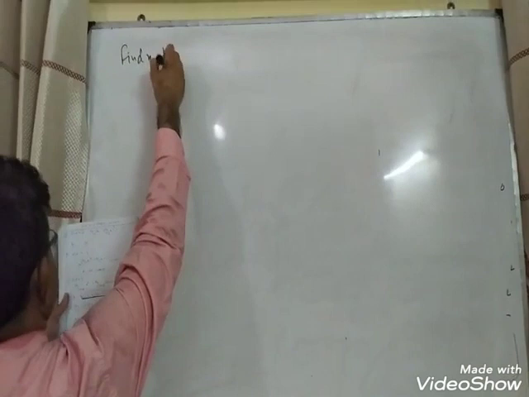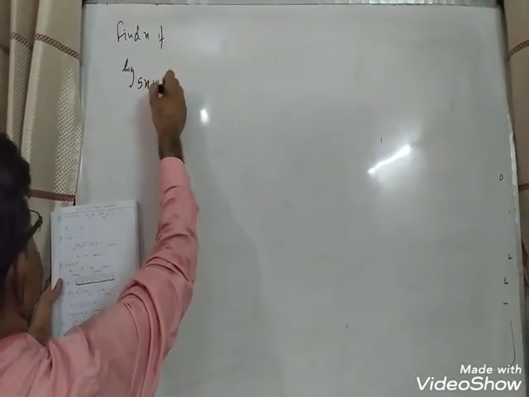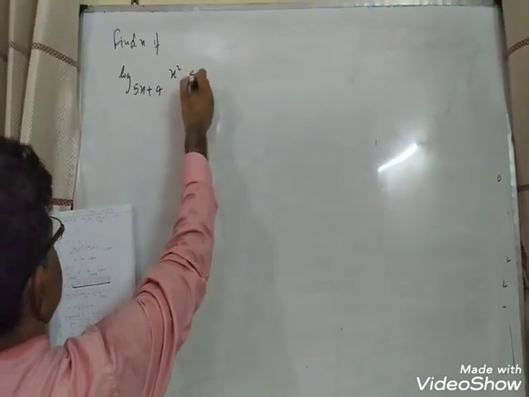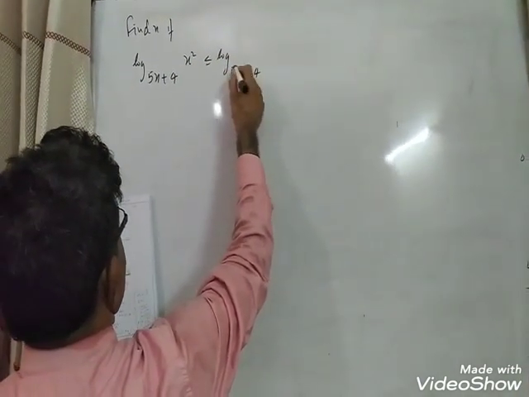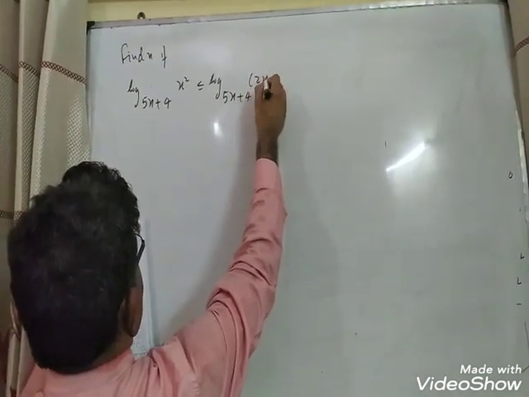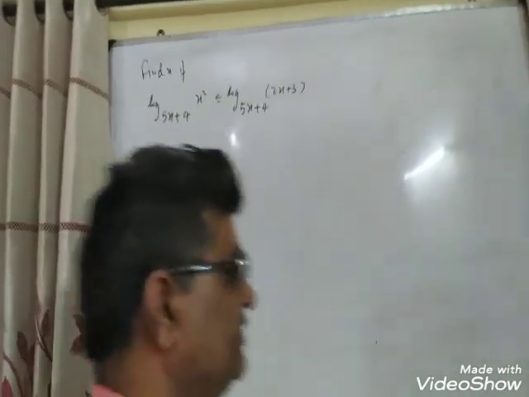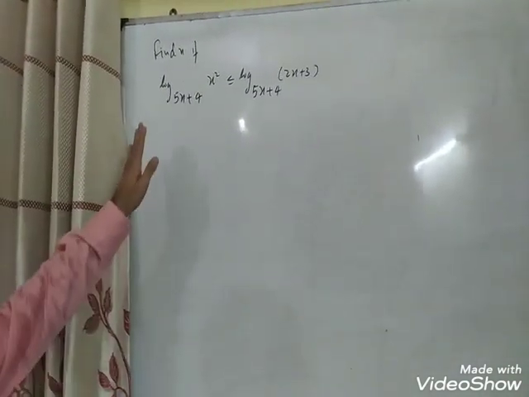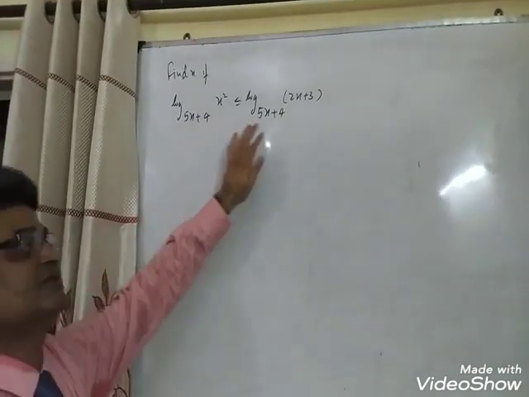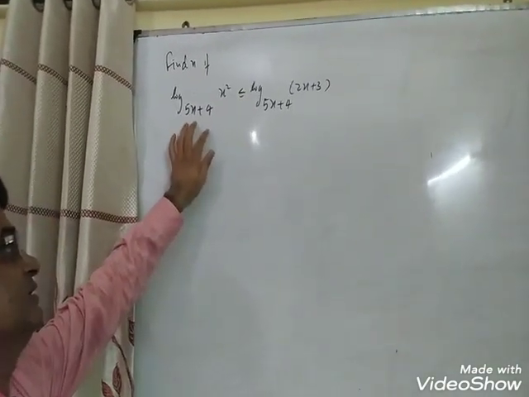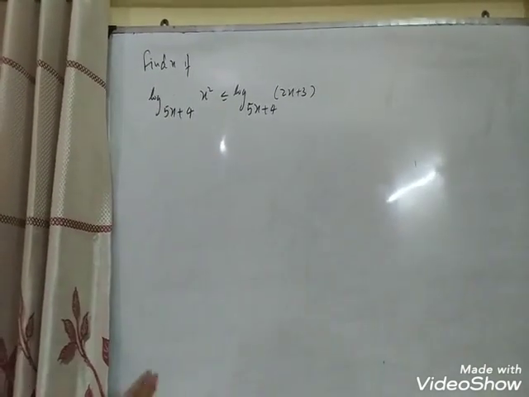Find x if log base (5x+4) of x squared is less than log base (5x+4) of (2x+3). In previous questions, we have discussed log-based questions having a fixed number as the base, but here the base is x, a variable. Then how to solve this kind of problem?